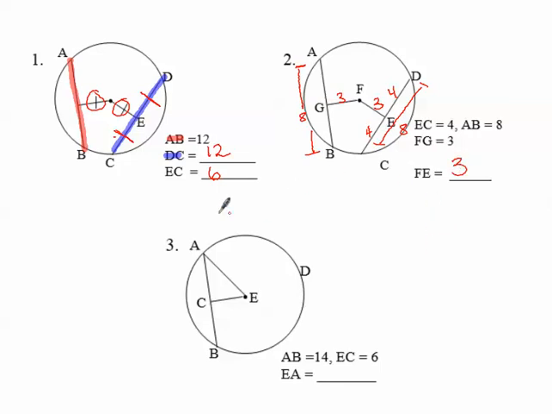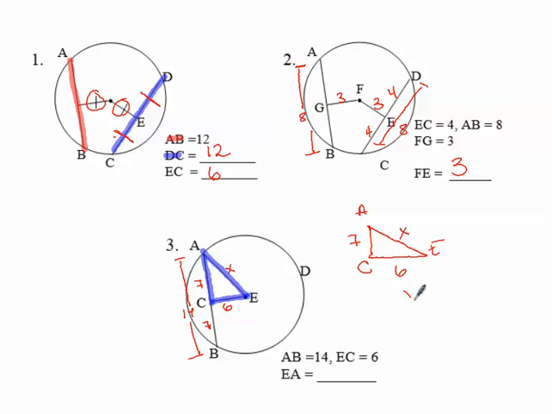Now 3 is where it starts to get fun. From A to B is 14. That means that each little piece is 7. EC is 6, and it wants to know, what is EA? This is what I mean by it starts to get a lot of fun. They like to show triangles inside many different shapes. So now I have this right triangle sitting here, and I did rotate it a little bit. A to C is 7, 6, and this is x.